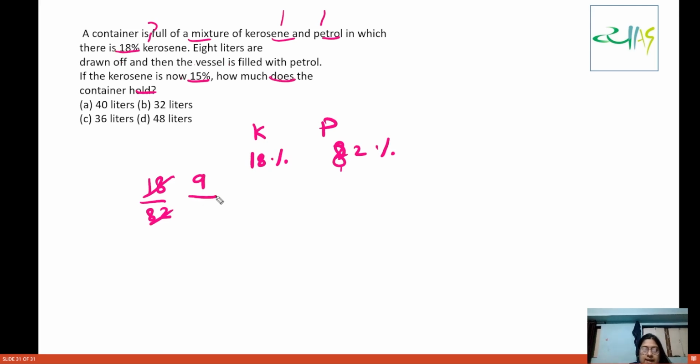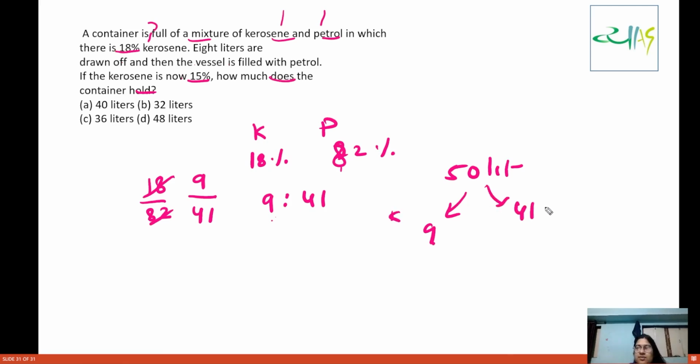We have 9 times and this will be 41 times. So we have this kerosene and petrol in the ratio 9 is to 41. That means when we have 50 liters of this mixture, we have 9 liters of kerosene and 41 liters of petrol. Now what it is saying, 8 liters are drawn off and then the vessel is filled with petrol.